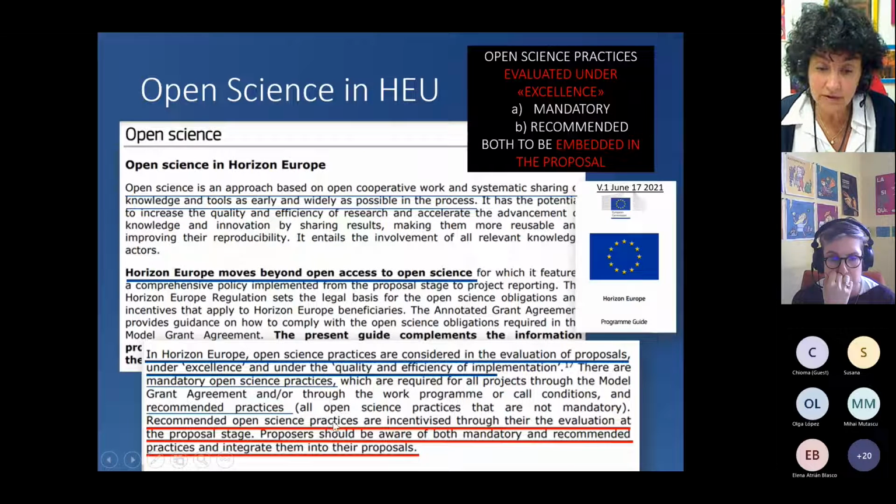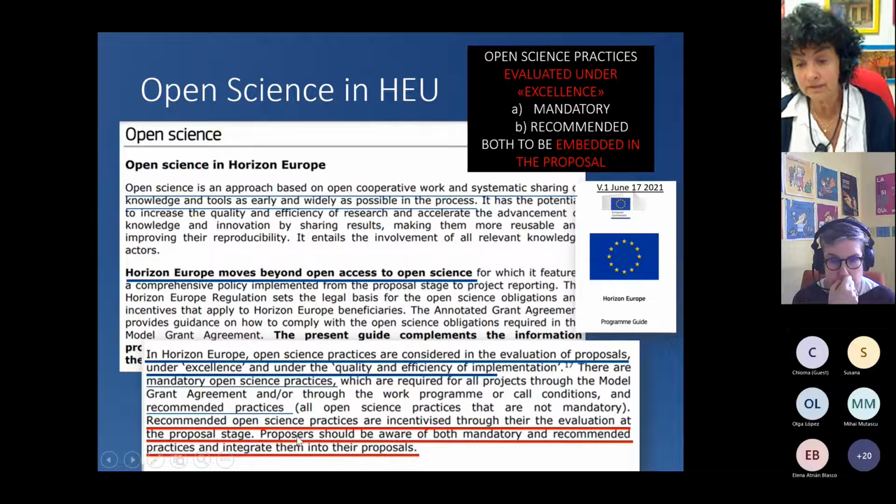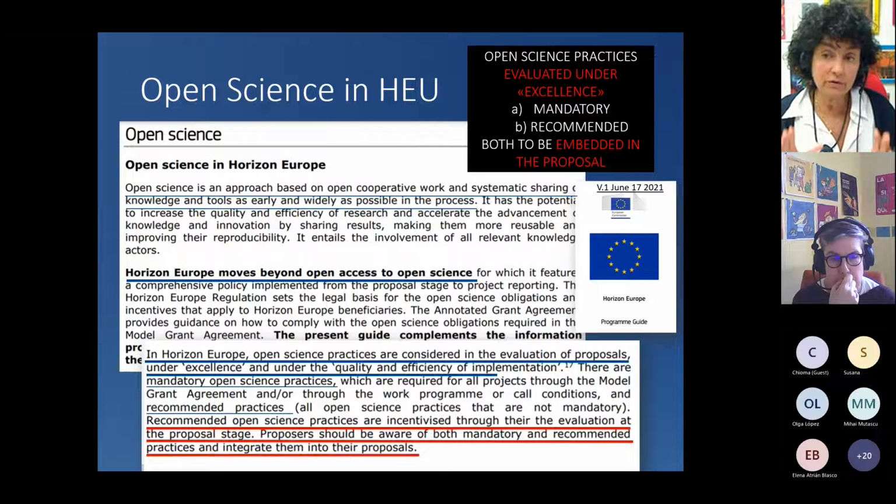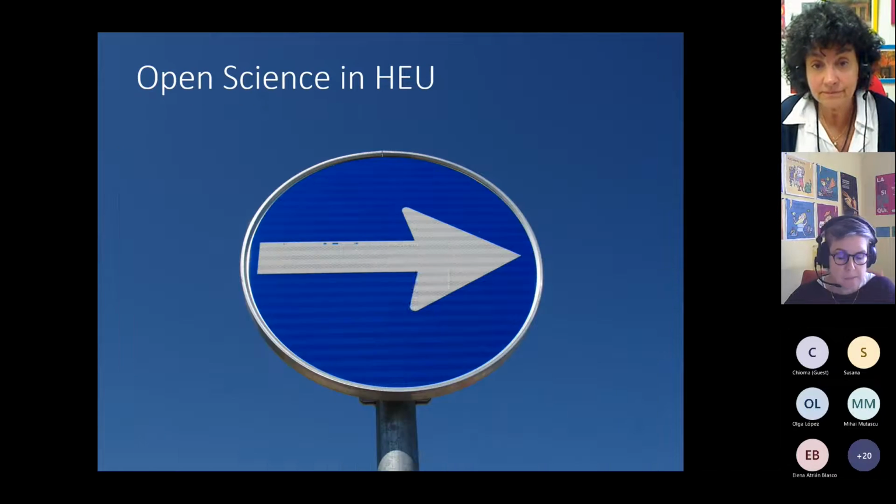Recommended open science practices are incentivized through their evaluation at the proposal stage. Proposers should be aware of both mandatory and recommended practices and integrate them into their proposal. I hope it's clear. So in the proposal, you have to address both. You have to embed both mandatory and recommended practices in the excellence part of the proposal. And you will be evaluated on that.